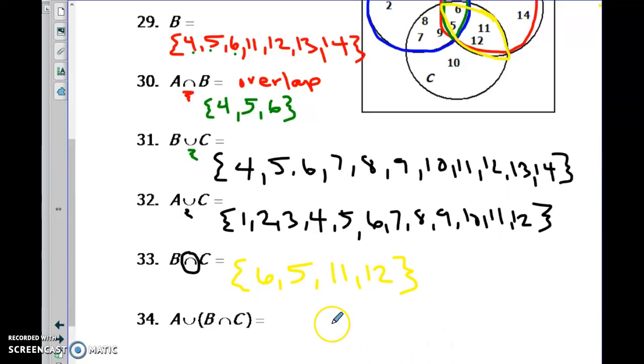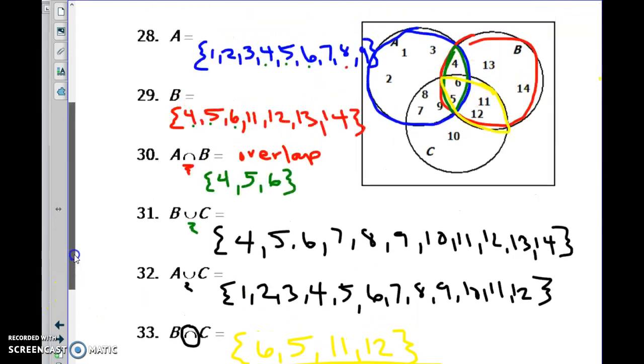Okay, so we left off the last one here with the intersection of B and C, which was 6, 5, 11, and 12. Let's do this final example here. We need to do parentheses first, so B intersect C, which we just did up here, so that was 6, 5, 11, and 12.